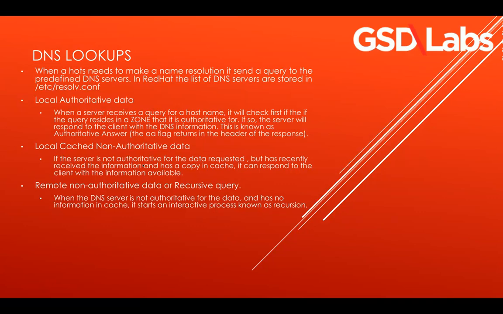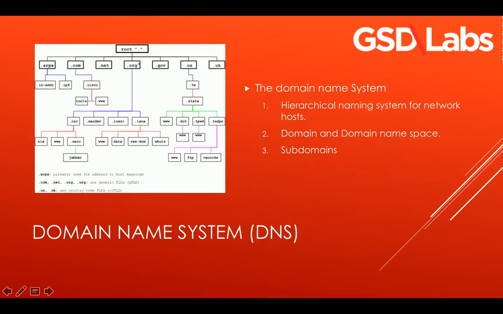And obviously you do have remote non-authoritative data or recursive queries, which is when the DNS server is not authoritative for that data, and then it has to go out and find the information on behalf of the client, right? And obviously that's what happens most of the time. I would say initially, if you're looking for a site that is unknown to the DNS server, the server is going to start going through that process that we discussed right here, which is a recursive query. It's going to go to the root hints, and then it's going to go to the top level domains, and then from the top level domain, it's going to follow that tree until it finds the hostname that you're looking for.